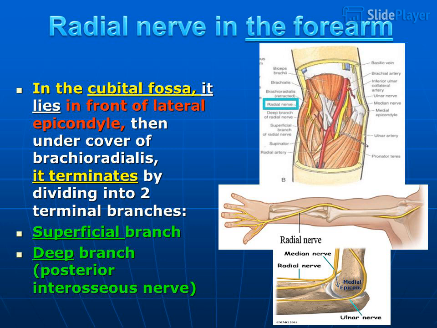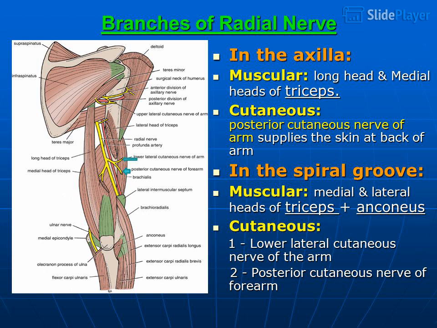Branches of radial nerve. In the axilla: muscular, long head and medial heads of triceps.